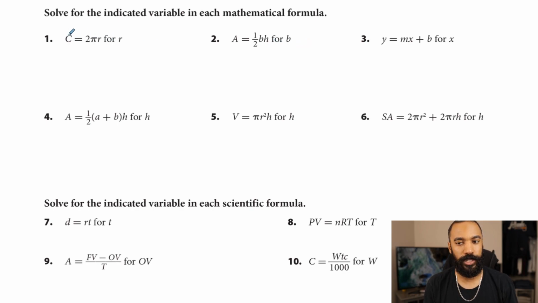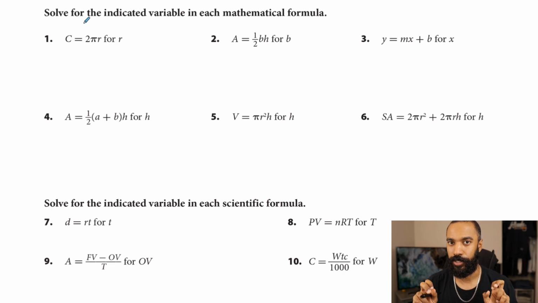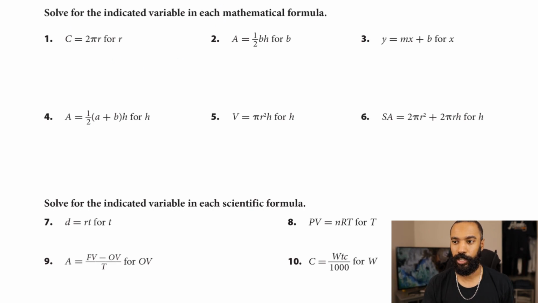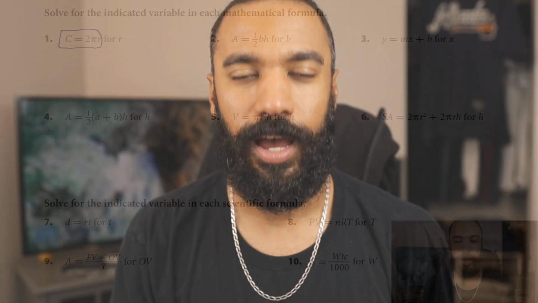Like this equation in number 1, C is the variable that's by itself. We have solved for C in this equation. So when it says solve for the indicated variable, right now C is the one that's solved for. What we're going to be asked to do is solve for a different variable in the equation. Basically, get it by itself. Isolate it. So you're going to use inverse operations on both sides of the equation to express it with that variable isolated in terms of any of the other variables that are present.